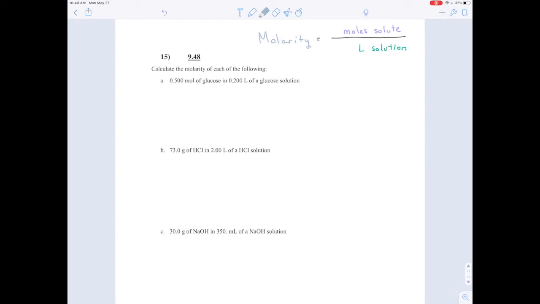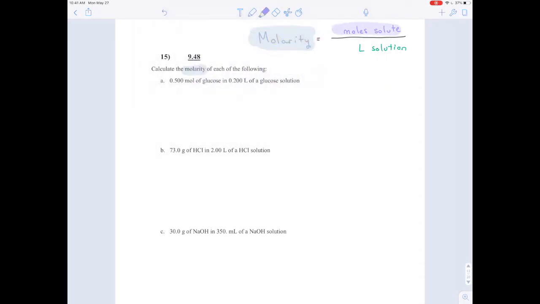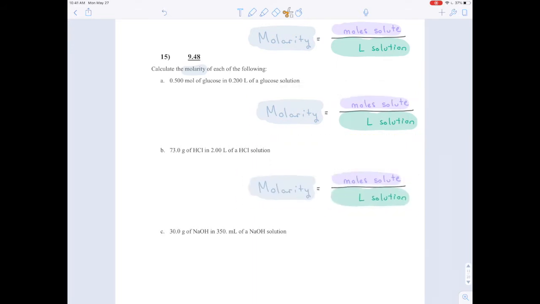In Chapter 9, Exercise 15, they're asking you to calculate the molarity of a few different solutions. To find that, you would want to know that the molarity is the number of moles of a solute that you sprinkle in to liters of a solution. So it's a unit for concentration, how salty or sugary something is, how much solute you've sprinkled into a solution. So to find that for each of these, we're going to take this formula and try to plug those values in for each one.